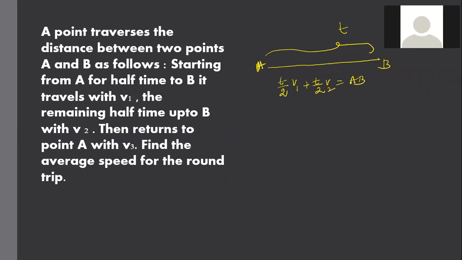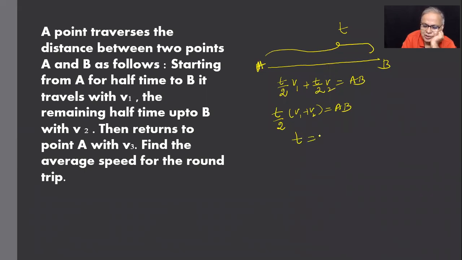AB is the total distance. So if I take T by 2 out of this, what will I get? V1 plus V2 equals AB. Actually, I need not write so much, but I'll write anyway. So T will be what here? 2AB by V1 plus V2.